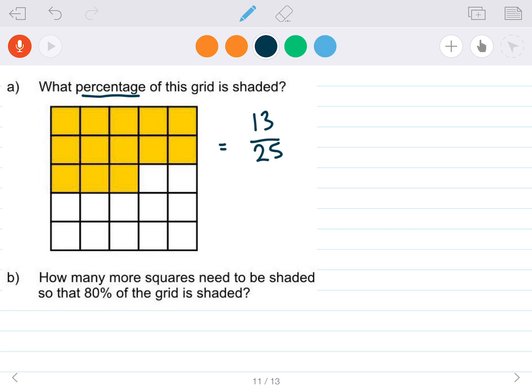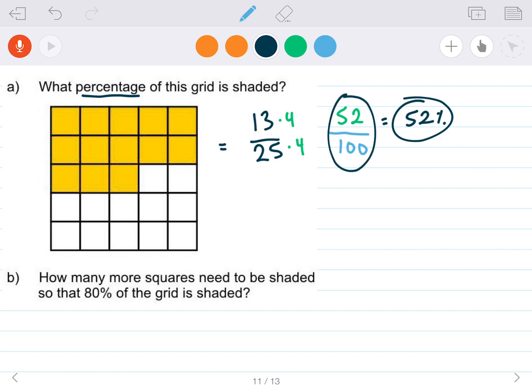Now I can do one of two things. I can say, okay, I want to see what this is out of 100, so I can change 13 out of 25 to be an equivalent fraction to 100. To do that, I need to multiply 25 by 4 on the bottom to get 100, so I do the same thing on the top. 13 times 4 on top is going to give me 52, so this is 52%, 52 out of 100. So we know 52% of the grid is shaded.